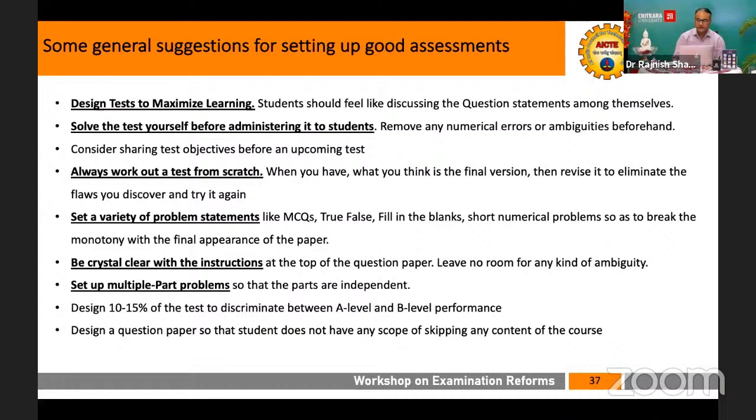Then design tests to maximize learning. Students should feel like, right?